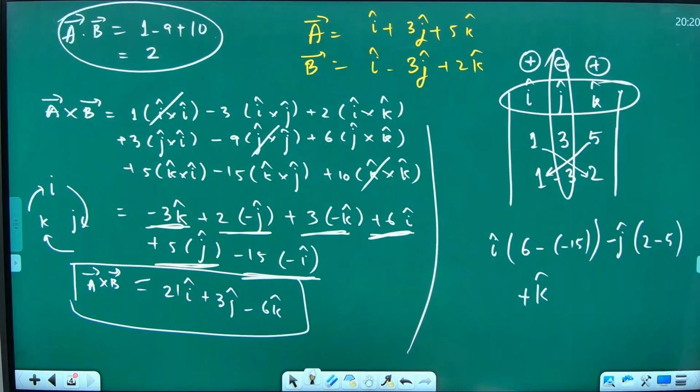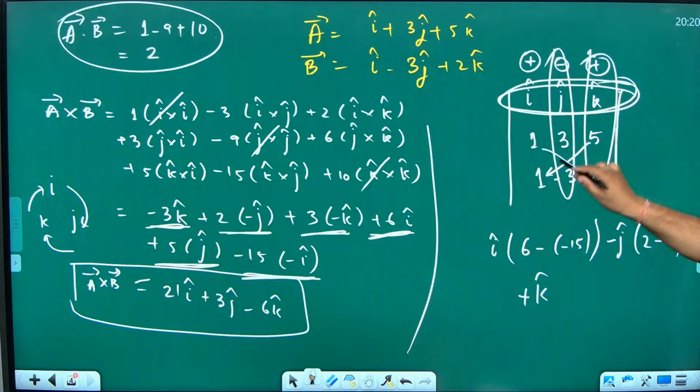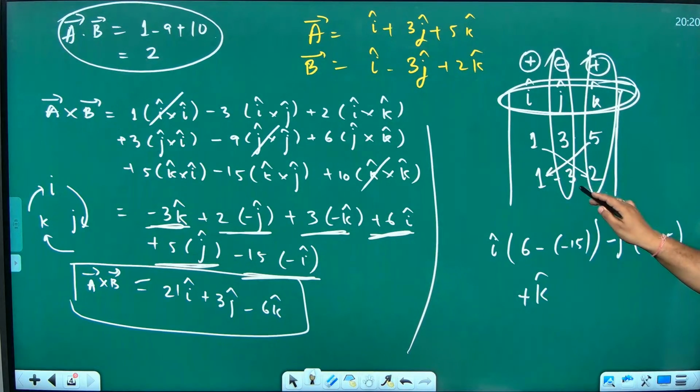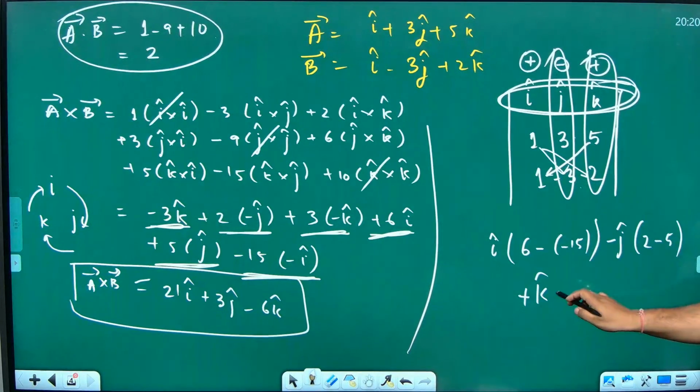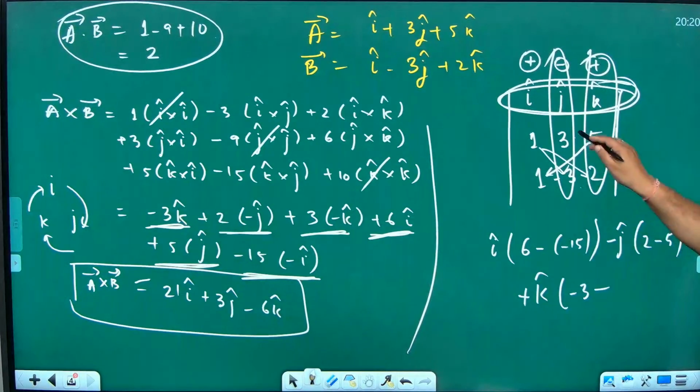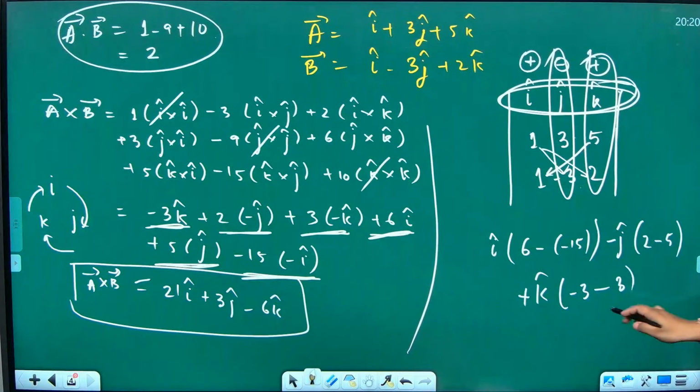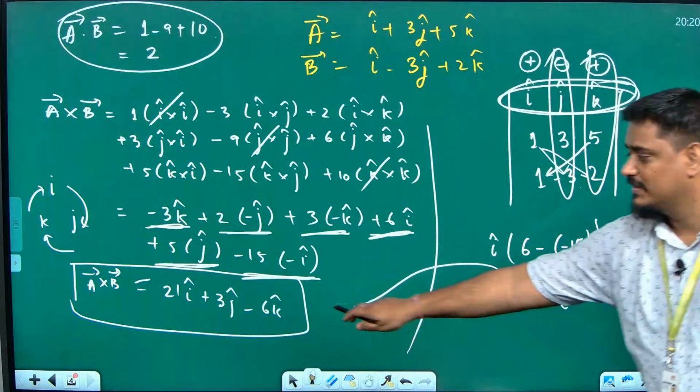When you are going to write plus K, what will you hide? You will hide this line. This you will hide and this you will hide. What will remain? 1, 3, 1, minus 3. 1 into minus 3 is minus 3. Minus 3 into 1 is 3. Now solve this, how much will you get? Same thing you will get. Check.